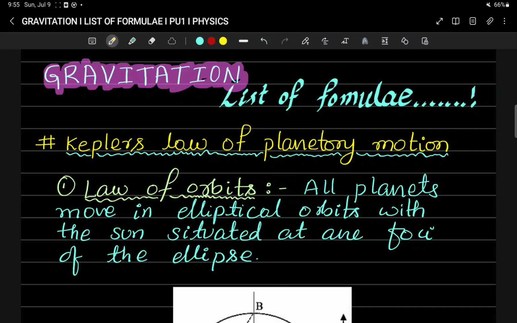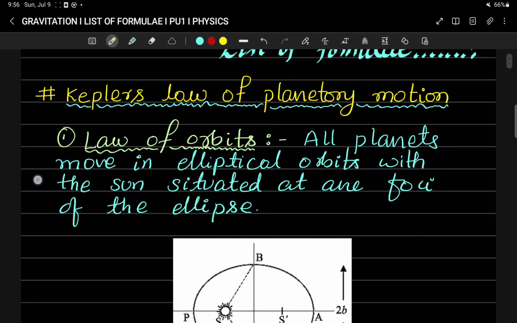In this video, I'm going to give the list of formulae for the chapter Gravitation. Take a pen and paper and list down all these formulae. They will help you solve numericals and different 1 mark and 2 mark questions, as well as derivations. This list of formulae will also help you for competitive exams like KCET, NEET and JEE.